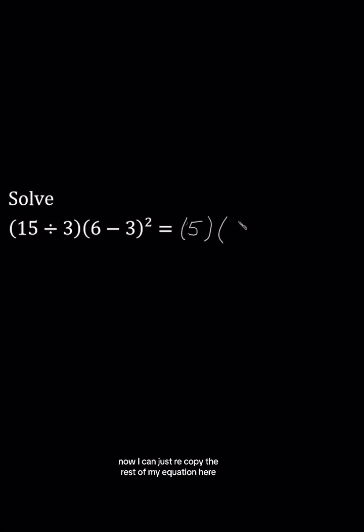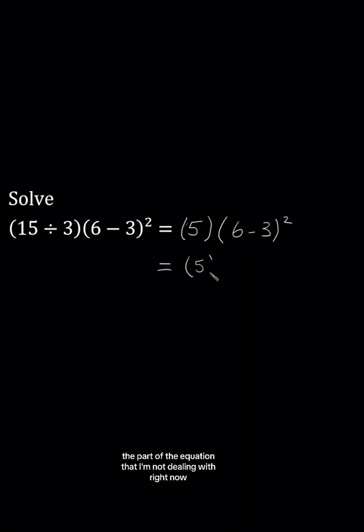Now I can just recopy the rest of my equation here. Okay, so now, as much as the 5 is in a pair of parentheses, there's no more operation there. So the next thing we can do is we're still on the P in PEMDAS, and we can deal with the operation inside the second set of parentheses. So I'm just going to recopy the part of the equation that I'm not dealing with right now. And then I can look at my second set of parentheses and solve it. So 6 minus 3 just gives me an answer of 3. So I can put that back in the parentheses, and I need to remember about my exponent too there.